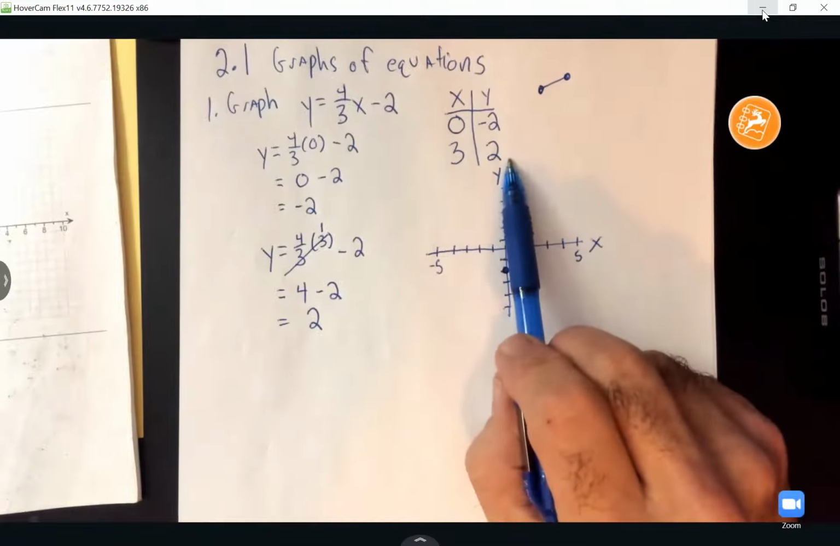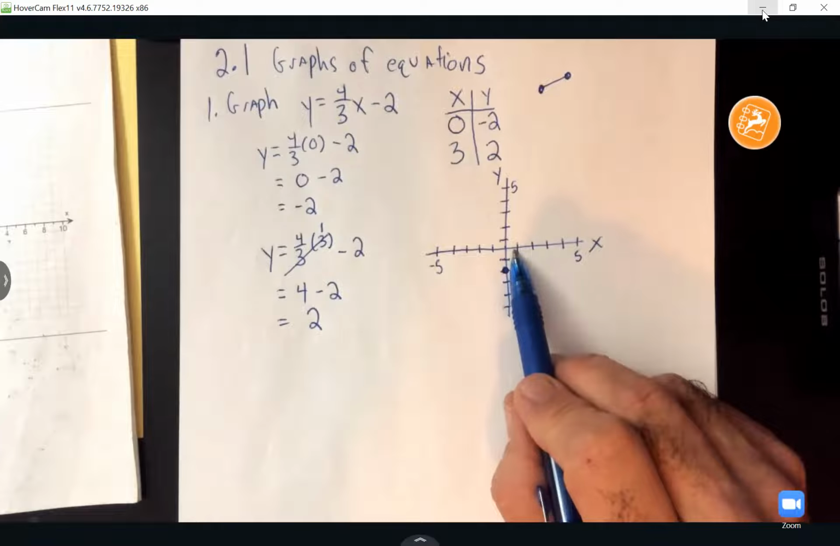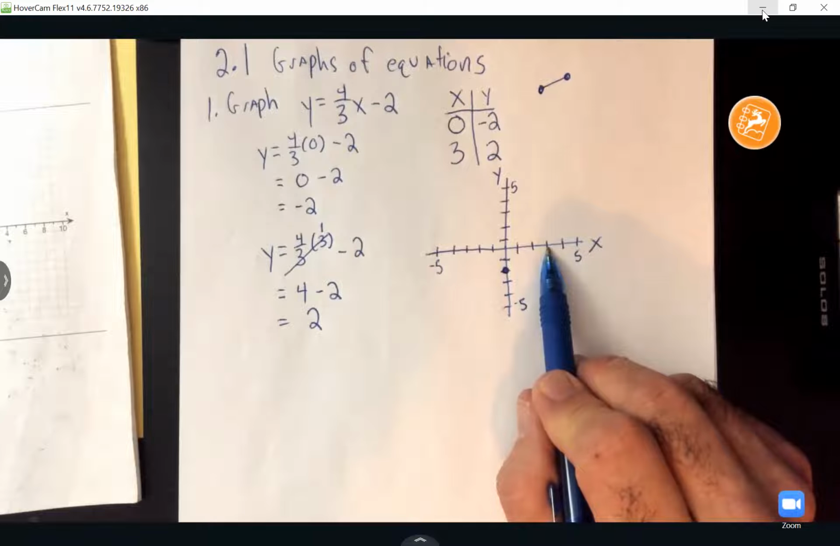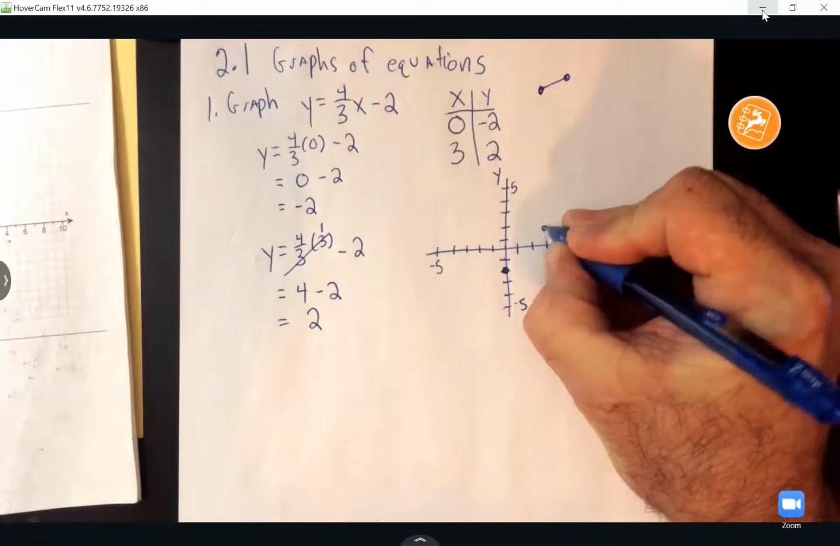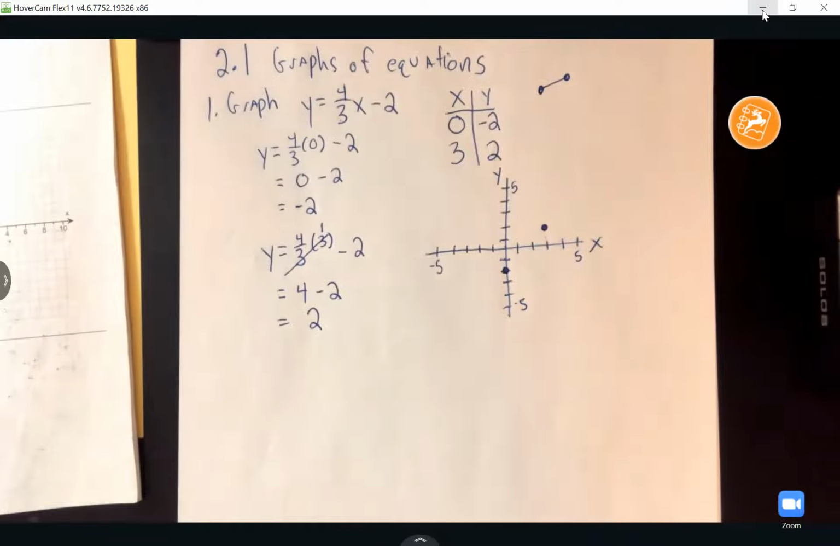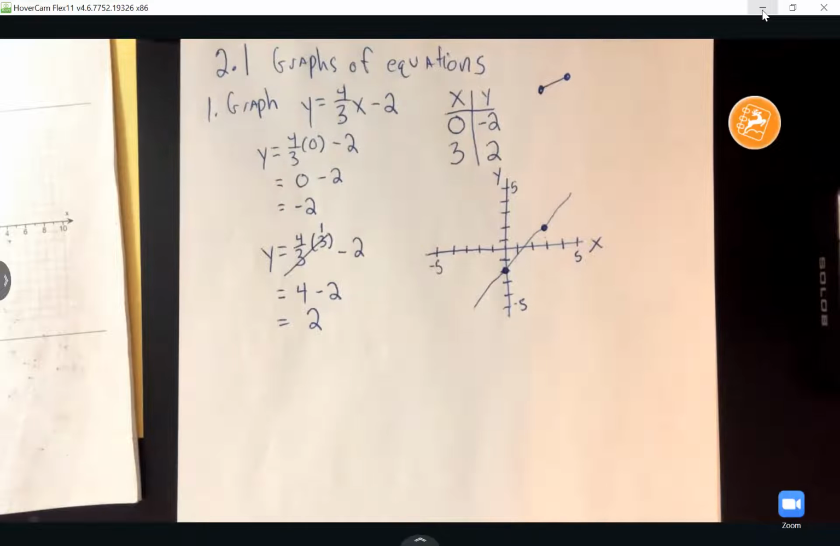My second point was 3, 2. So starting in the center, since my x is a positive 3, I'll move right 3. From there, my y value is 2, so I would go up a positive 2 from there. And that would be my 2 points. From there, I would draw a line through that and be done. So let me show you how to do that on the TI-84, and then I'll show you how to graph it in MATLAB. So I'm going to switch my share to the calculator.